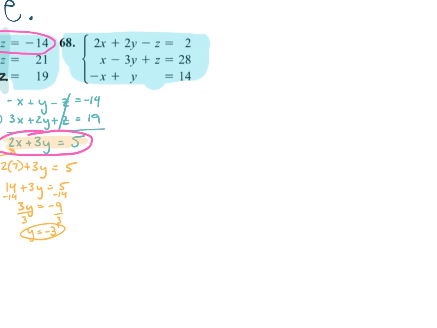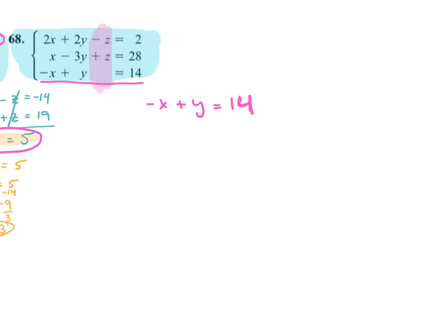All right, 68. Which variable do you want to eliminate first? X is not a bad choice, but I think that there's an even easier one. I think z would be the easiest because we already have an equation where there is no z. So I'm going to use this equation as one of my first 2. So that would be negative x plus y equals 14. We don't even have to eliminate z in this one. We're going to use that as one of our equations with 2 variables. But we got to find another equation with 2 variables, so I'm going to combine 1 and 2 together.